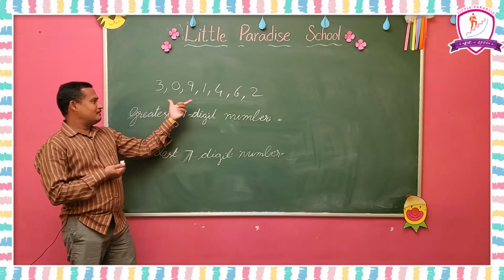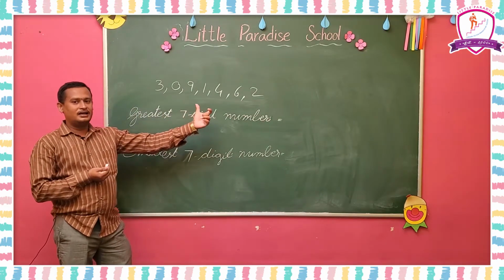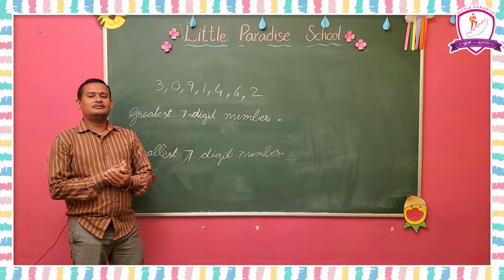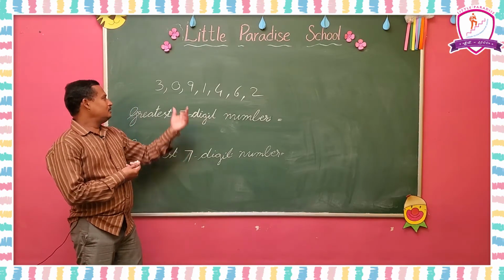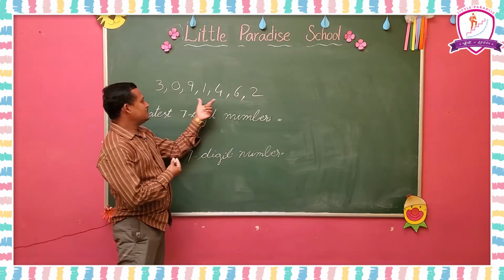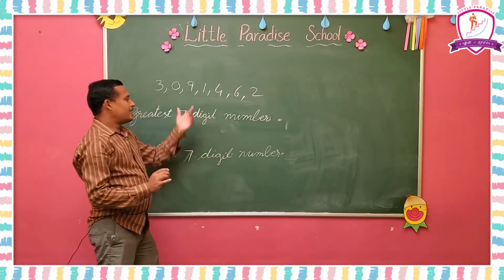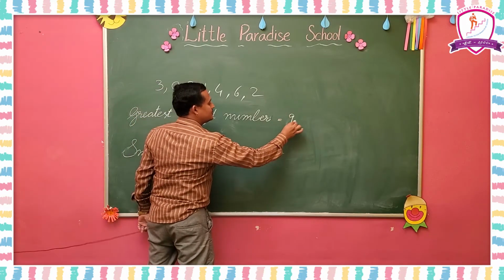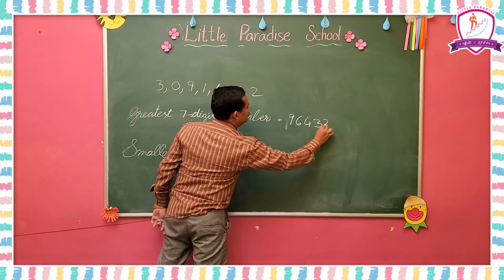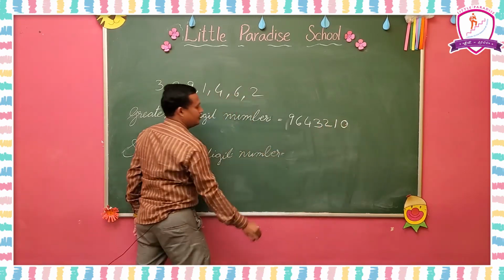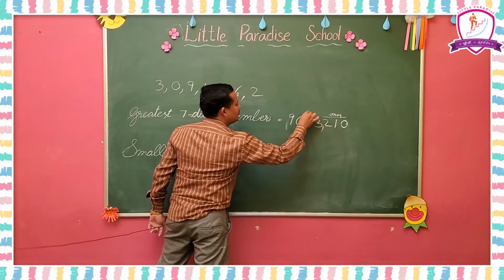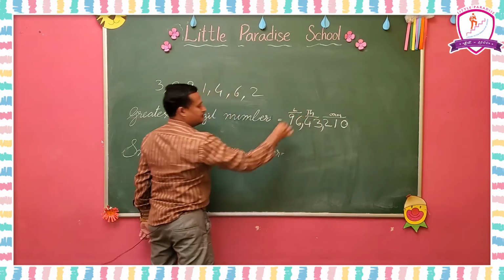Here I took 7 digits, so we have to write the greatest 7 digit number. What do we have to do here? We have to arrange the given digits into descending order. So we have to find the biggest one among these. 9 is the biggest one. 9, after that 6, after 6, 4, 3, 2, 1, 0. So ones period, comma, thousands period, comma, lakhs.